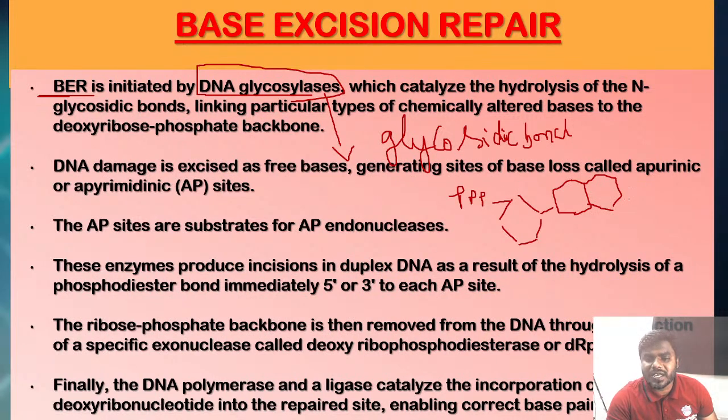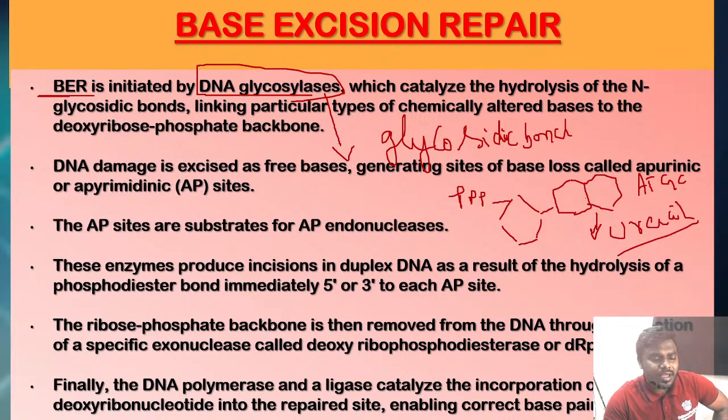Originally, what are our bases? Adenine, thymine, guanine, cytosine. Now, any of these four bases is not formed, friends. What base is formed? An example I am talking about: uracil is formed. Now you tell me, do you think there is any necessity for uracil in the DNA molecule? Not at all. So what should I do? I have to remove this particular uracil, my friends.